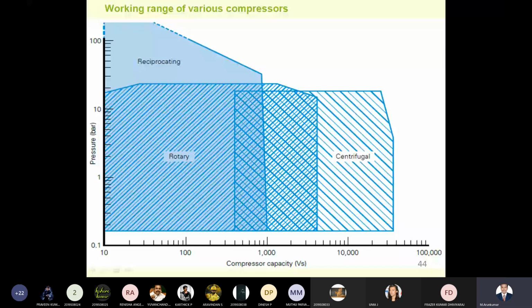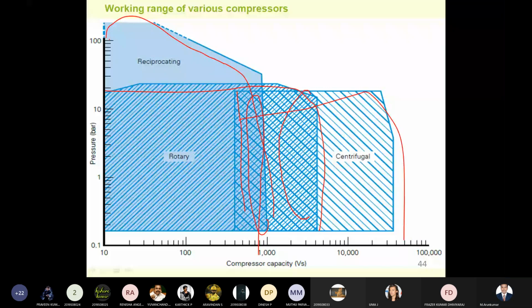Right, so this range can be chosen for rotary. If you want this range, it can be chosen for reciprocating, or if you want this range, we can go with the centrifugal compressors. So we can use all three in this range, or we can use rotary and centrifugal in this range. These are the working ranges of these compressors, so we can select the types of compressors based on our requirements and application.